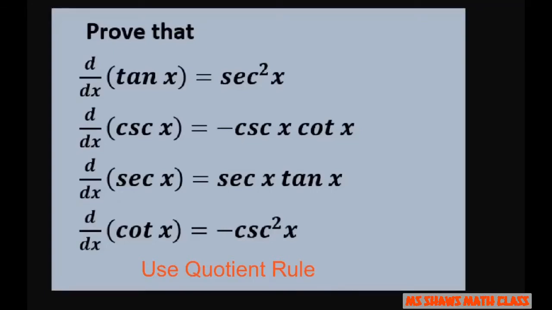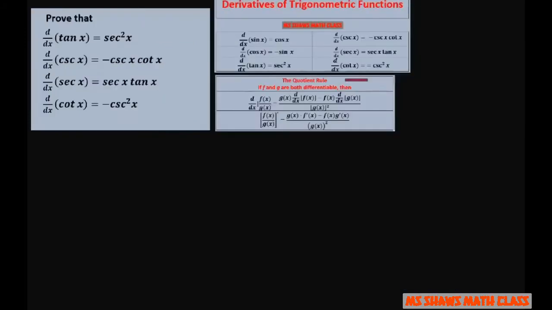Everyone, we're going to prove these derivatives and what the derivatives of these trigonometric functions equal. We're going to be using the quotient rule, and we're going to write all of our trig functions in terms of cosine of x and sine of x. Now, we need to know those derivatives, and we're going to use the quotient rule.